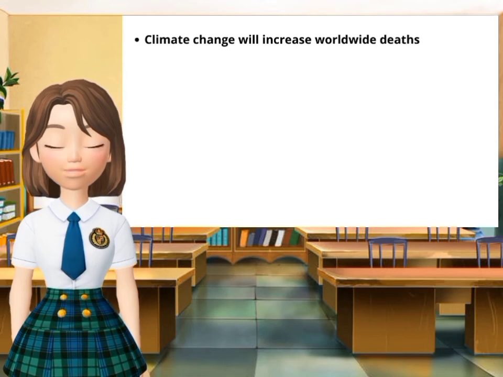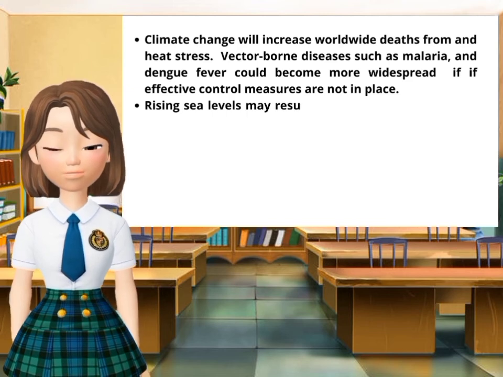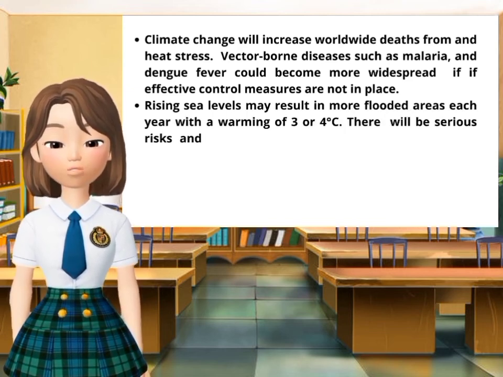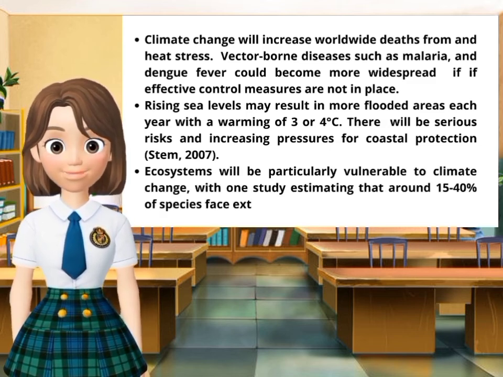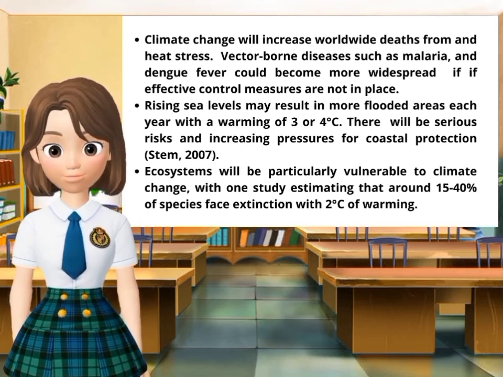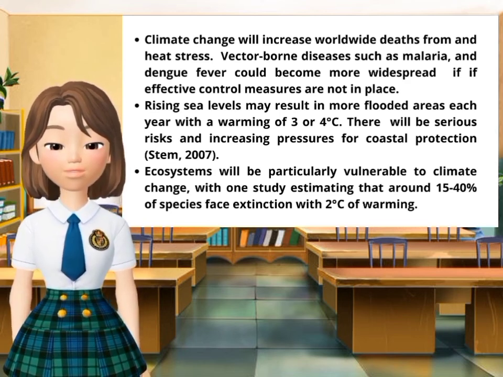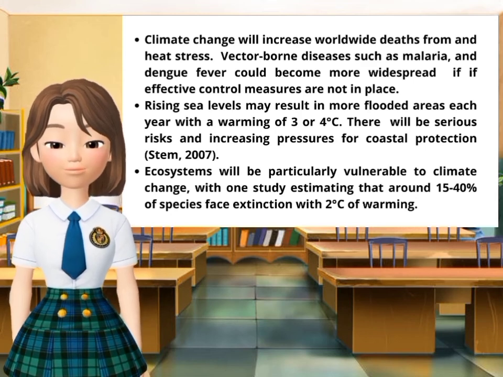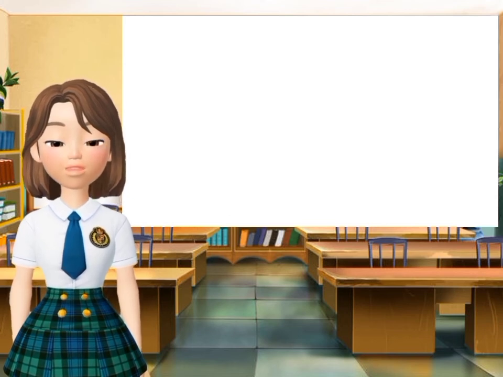Climate change will also increase the worldwide deaths from heat stress. Vector-borne diseases such as malaria and dengue fever could become more widespread if effective control measures are not in place. Rising sea levels may result in more flooded areas each year, with a warming of 3 or 4 degrees Celsius. There will be serious risk and increasing pressure for coastal protection. Ecosystems will be particularly vulnerable to climate change, with one study estimating that around 15 to 40% of species face extinction with 2 degrees Celsius of warming.